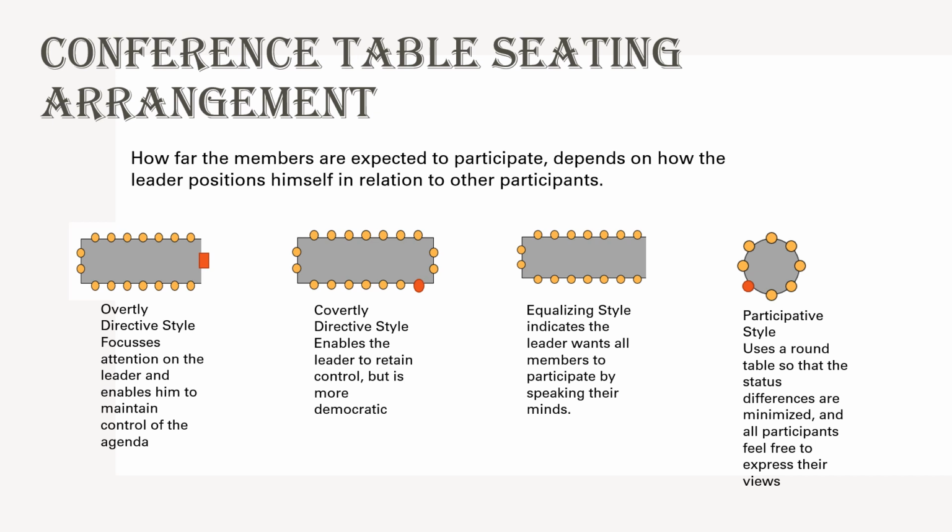The equalizing style indicates that the leader wants all members to participate by speaking their minds. So we may or may not have any leader of the meeting.